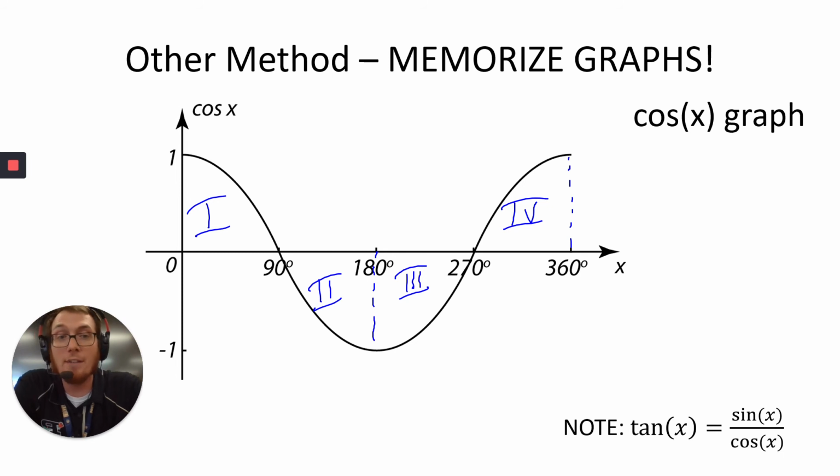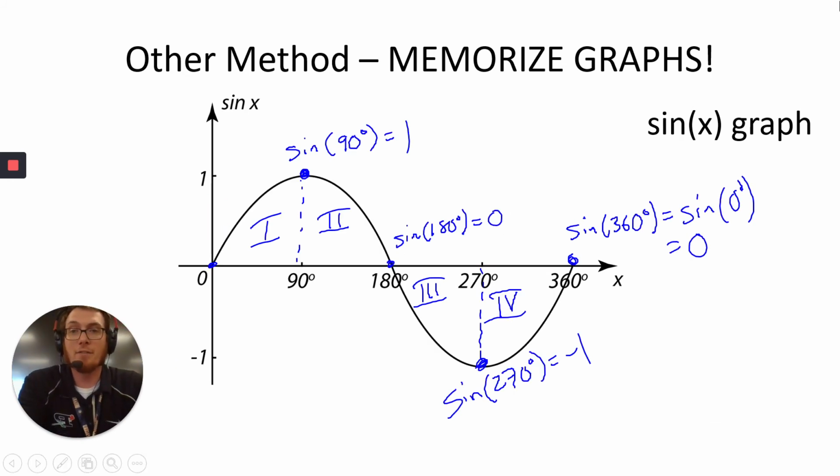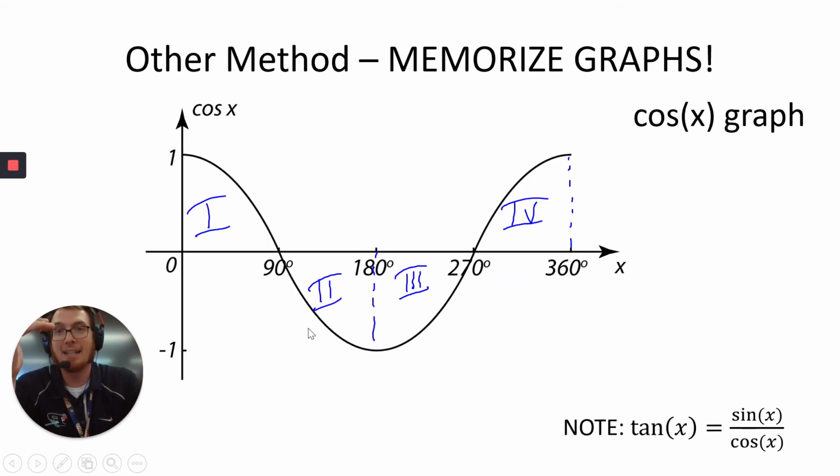You could use these graphs to help find tangent because tangent is sine divided by cosine. So for example, if I wanted to know if tangent was negative in quadrant 2, sine is positive in quadrant 2, so sine is positive here. So a positive divided by a negative is a negative, which corresponds to tangent being negative.